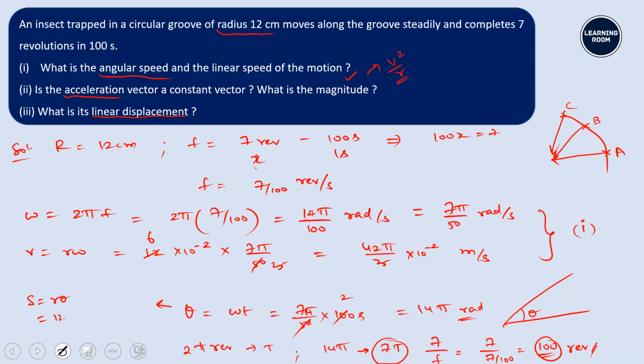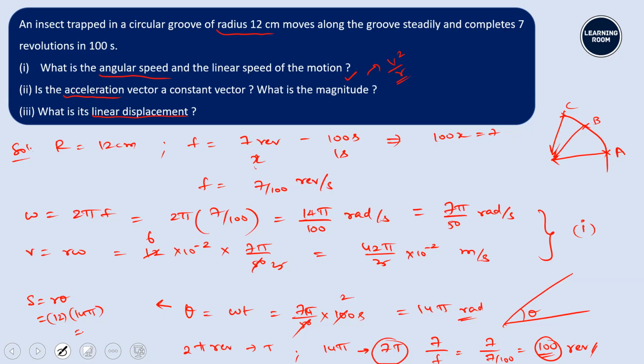So R is how much? 12 into theta is 14 pi. So if you multiply this 12 with 14, how much are you going to get? 196 minus 28, 168. So we get 168 pi meter. So this is going to be the linear displacement of the particle in the time interval of 100 seconds. Okay. First, let me check the answer.